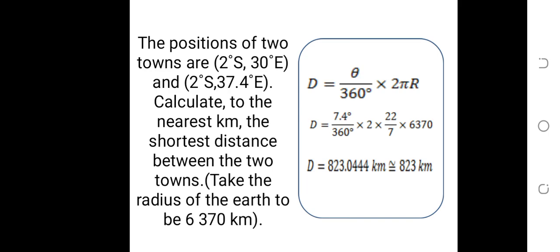The positions of two towns are 2 degrees south, 30 degrees east, and 2 degrees south, 7.4 degrees east. Calculate to the nearest kilometer the shortest distance between the two towns. Take the radius of the Earth to be 6,370 kilometers.